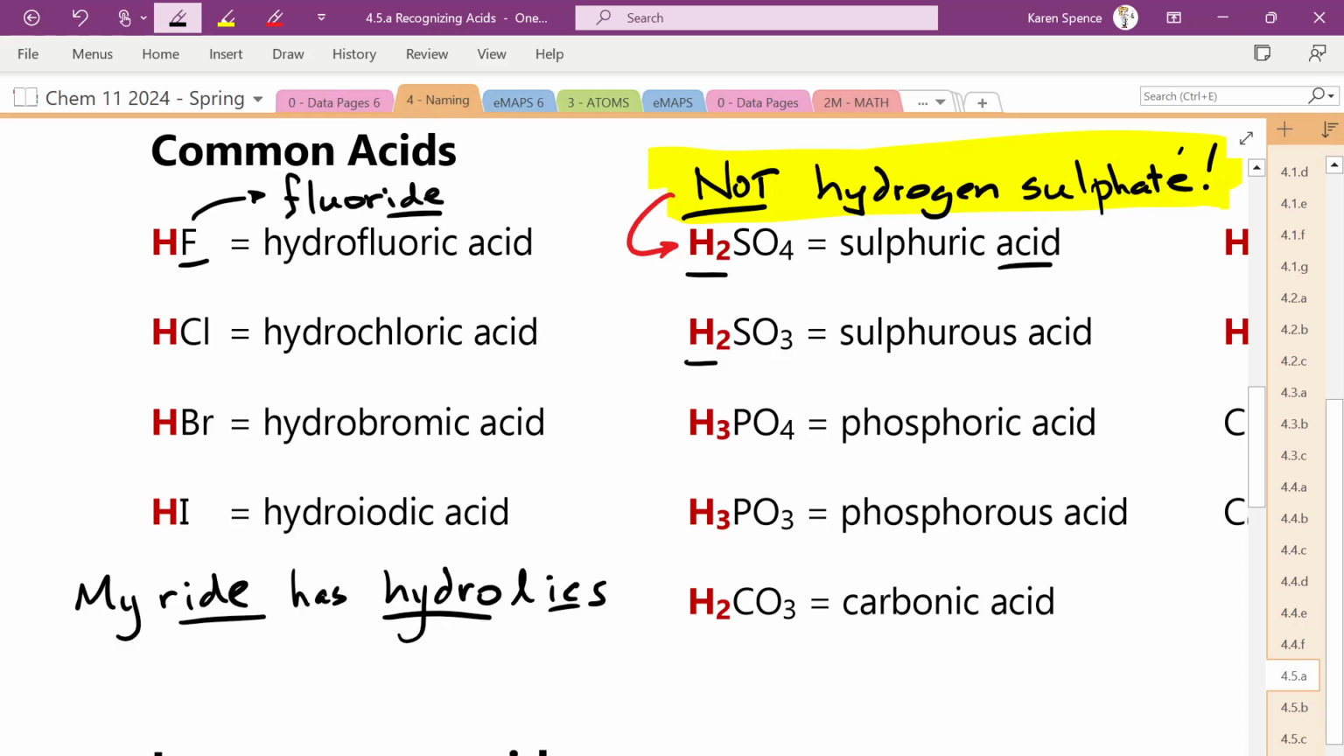Okay, so you take fluoride, you take that root fluor, you take off the "ide", you put hydro at the front, and you put ic at the end. So fluoride becomes hydrofluoric acid. Chloride becomes hydrochloric acid. Bromide becomes hydrobromic acid, and iodide becomes hydroiodic acid.